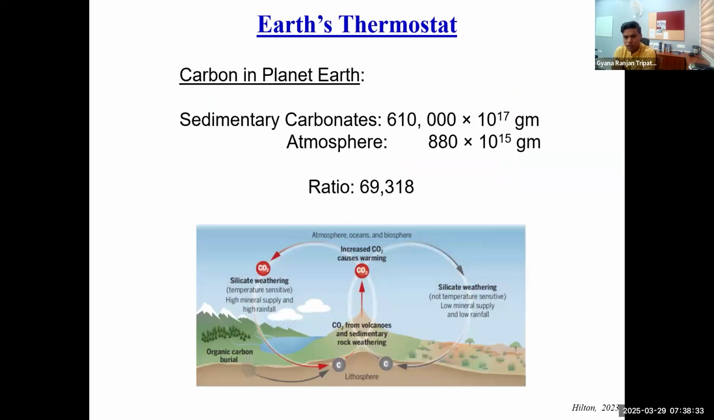Now, if you look at some numbers, the amount of carbon in sedimentary reservoirs is about 610,000 × 10^17 grams, compared to the atmosphere, which is only 880 × 10^15 grams. So there is quite an imbalance in the carbon reservoirs, and the atmosphere constitutes only 1/70,000 of the carbon that we have. Most of the carbon is actually locked in carbonates, and that plays a significant role in controlling the temperature of our planet.